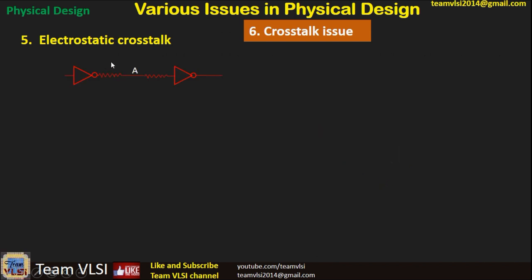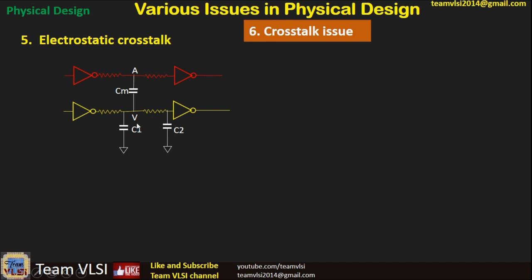In electrostatic crosstalk, suppose this is your aggressor and this is your victim net, and there will be a capacitance between them. Capacitance will form between them. This victim net has a capacitance to the substrate, so C1 and C2.